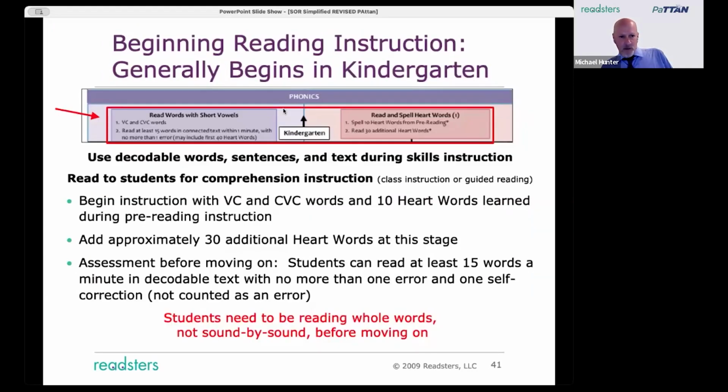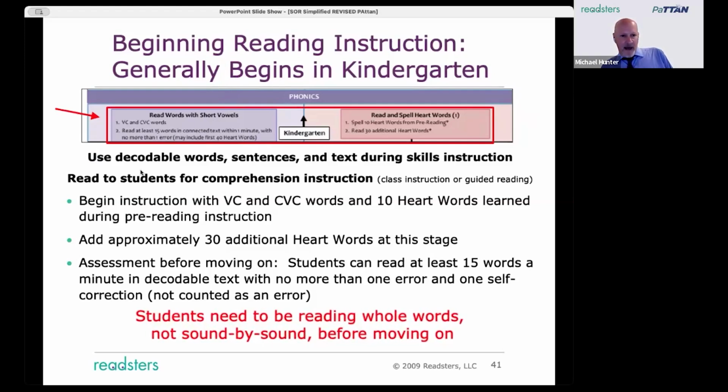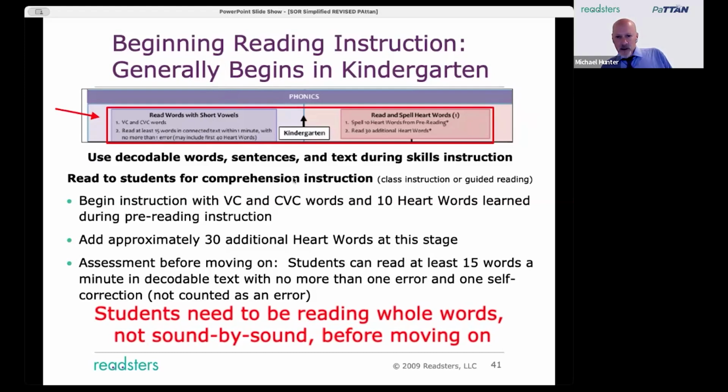Okay, I'm going to go just quickly through a little bit more of the map, and then we'll shift gears here. But in the map, moving past the pre-reading skills, starting phonics instruction, decoding instruction, we do, like most people, vowel consonant and CVC words, just single syllable words with the short vowel spelling pattern. And that typically would be kindergarten instruction.